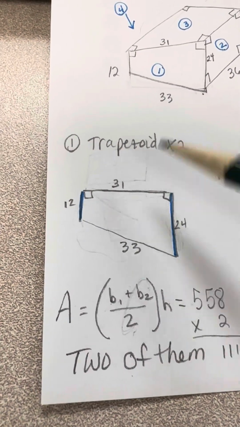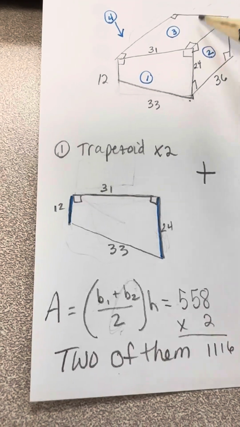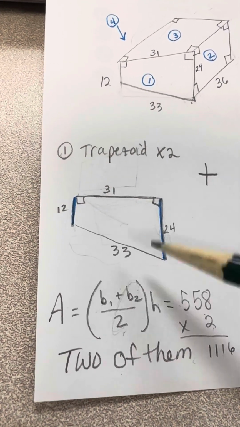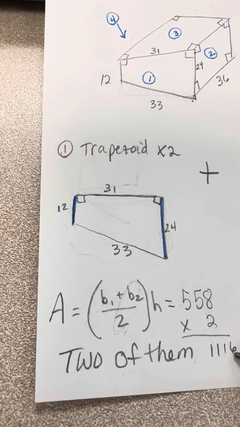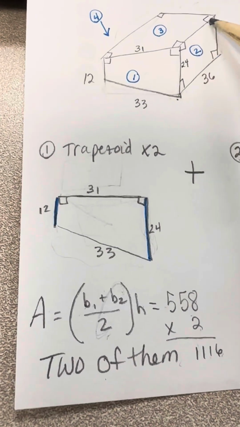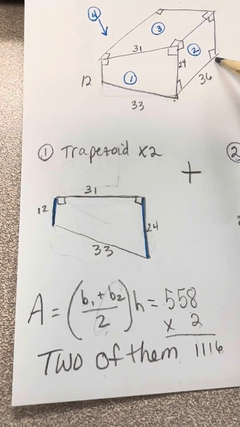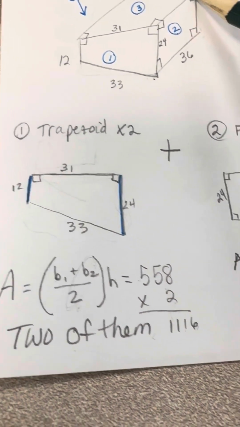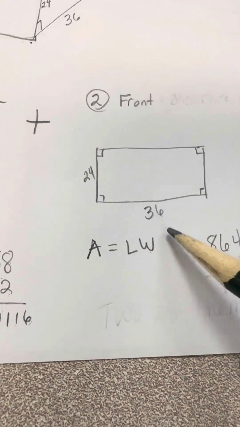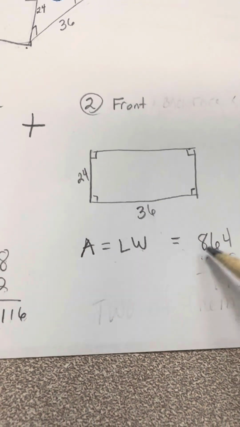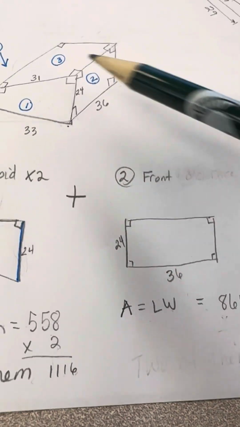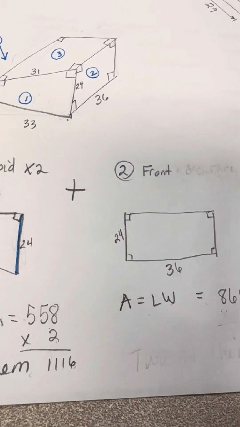Now we have both this end and that end, so we want to double it. So the total of the 2 ends is 1,116. Next we'll go to number 2. We're just going to find the area of this. It's just a rectangle, and so it's length times width, so 24 times 36 is 864. We do not have 2 of these because remember the back side's a different measurement.